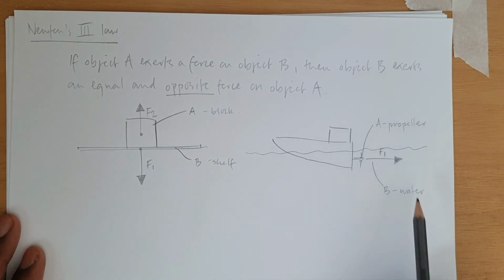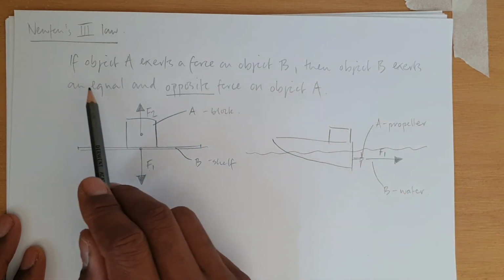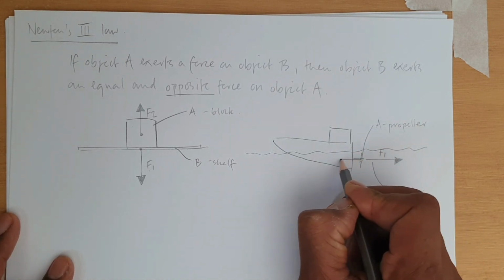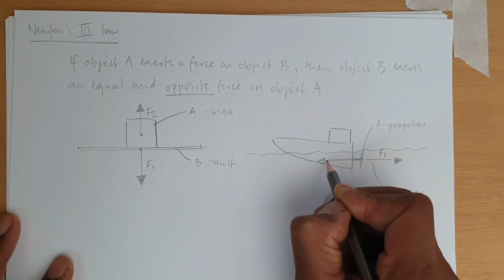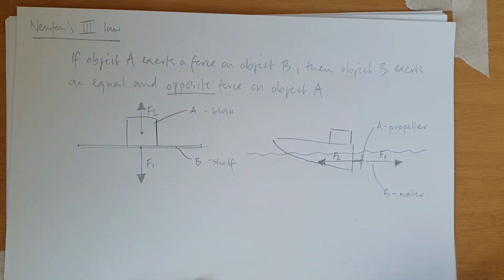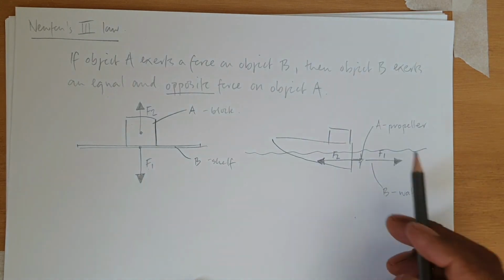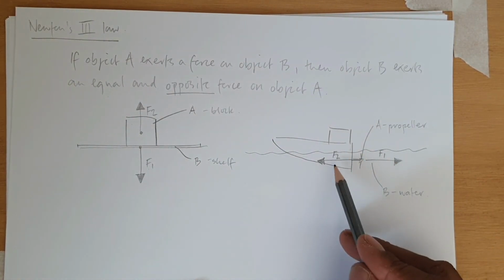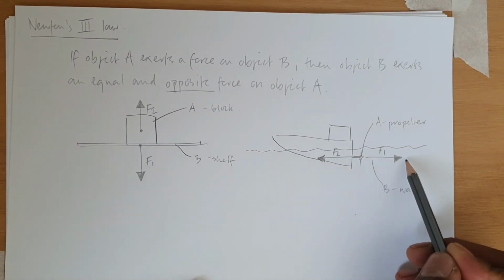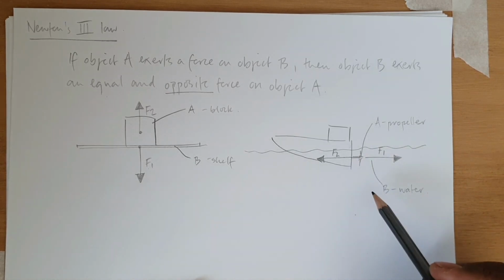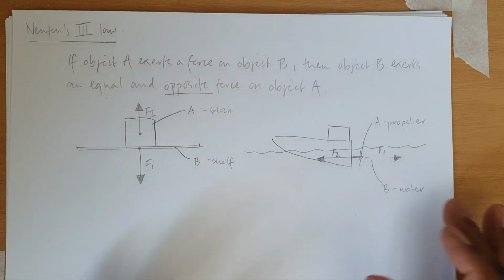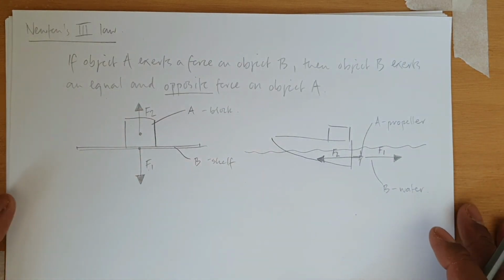Then object B, the water, exerts an equal and opposite force on object A, the propeller. So the water pushes the propeller forwards. And I'll put that here and I'll call it F2. And that force, F2, is what pushes the boat forwards. That's the reason that spinning a propeller will push the boat forwards. The propeller pushes the water and the water pushes the propeller back. And these kinds of pairs of forces exist with all forces in the universe.